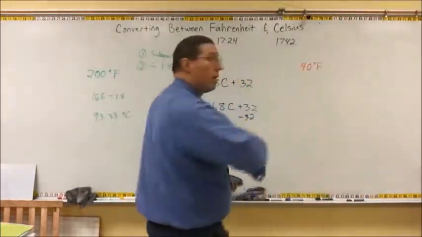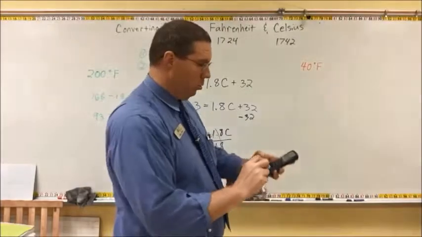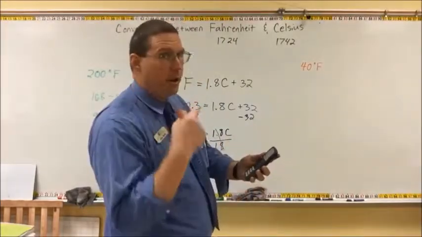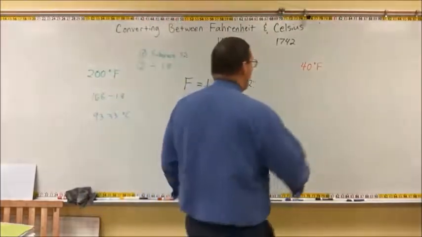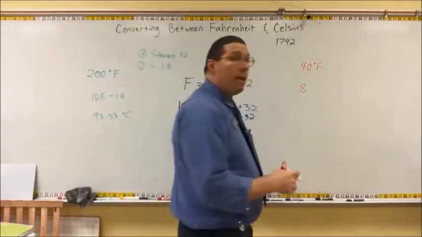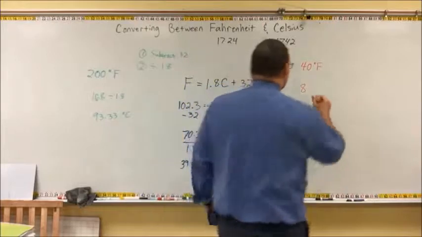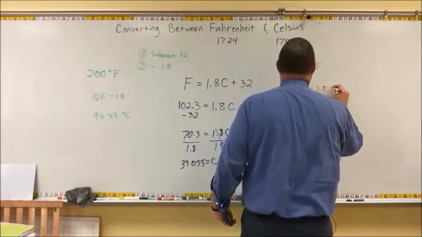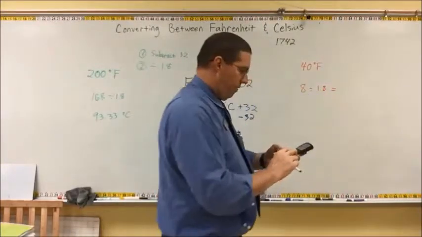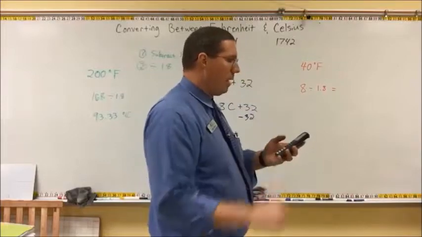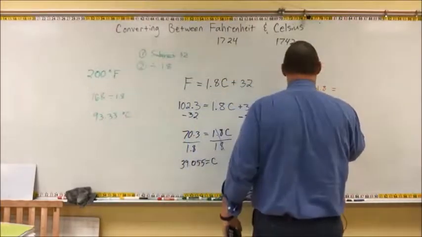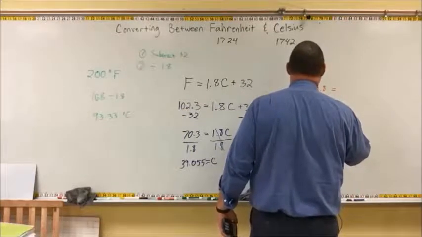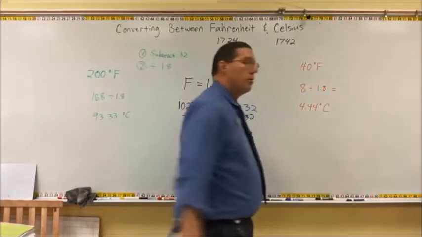So, 40 minus 32, all right? Some of you are doing it in your head, and you already know the answer. Minus 32, well, that's 8. So now we're down to 8, and then divide by 1.8, and that equals 4.44. So 40 degrees Fahrenheit is the same thing as 4.44 degrees Celsius.